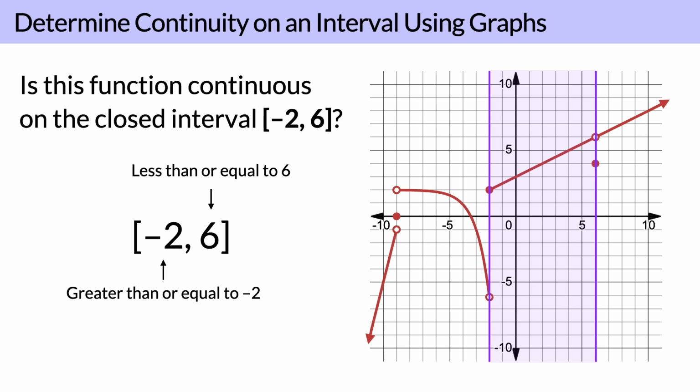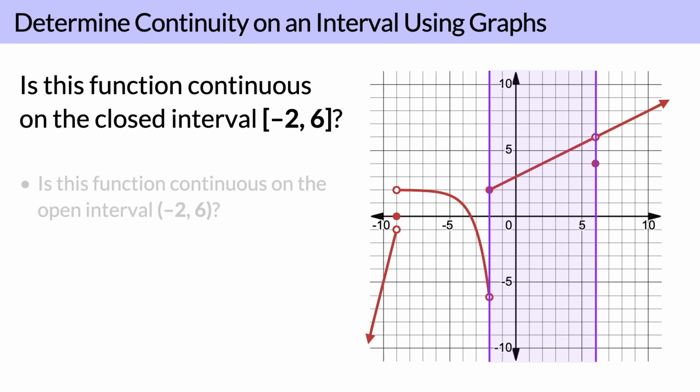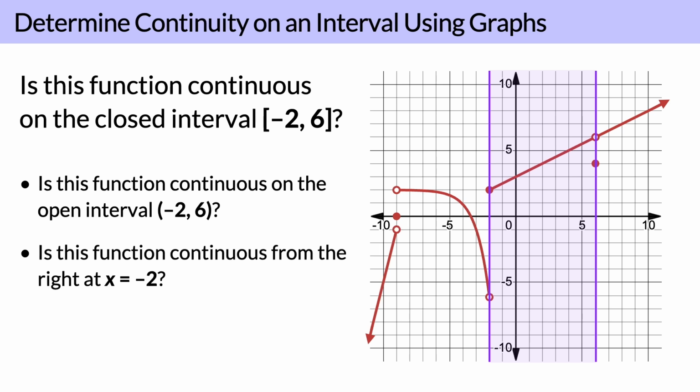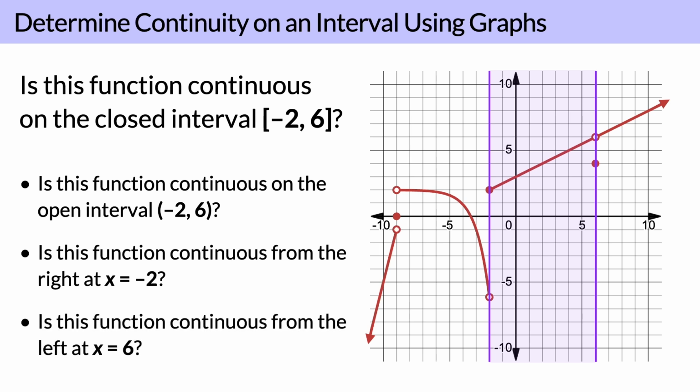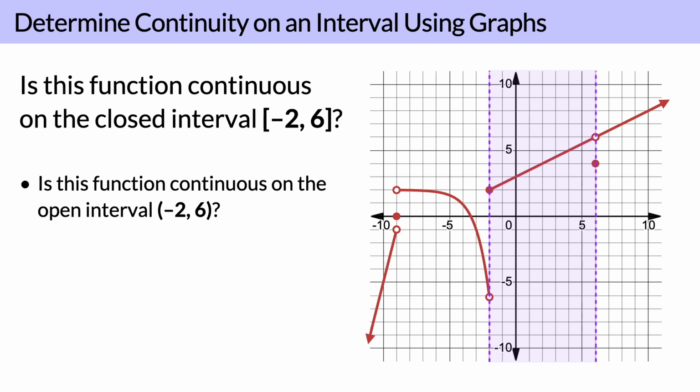So we'll need to check 3 criteria: whether this function is continuous on the entire open interval from -2 to 6, continuous from the right at x equals -2, and continuous from the left at x equals 6. All 3 of these must be true for this function to be continuous on the closed interval from -2 to 6. Let's begin by checking whether we can draw this function from x equals -2 to x equals 6 without picking up our pencil. We can, so this function is continuous on the open interval from -2 to 6.